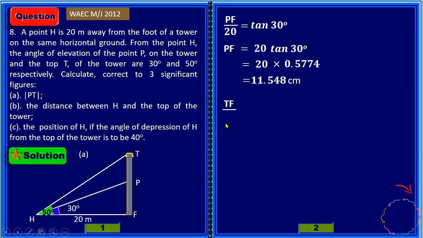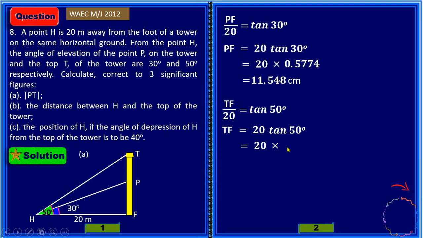Now we are going to calculate the height of the tower, TF. TF over 20 will be equal to tan 50 degrees. That's this angle at this point. Cross multiplying, TF will be equal to 20 tan 50 degrees. That will give us 20 multiplied by 1.19175. So TF will be equal to 23.835 centimeters, using calculator to find the value of this.